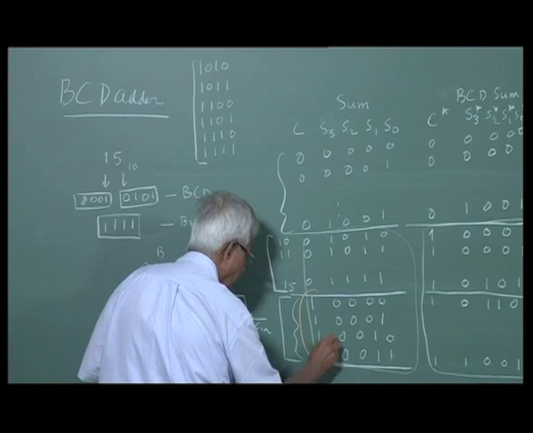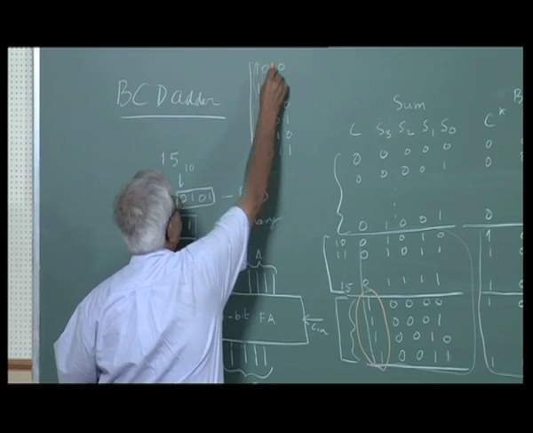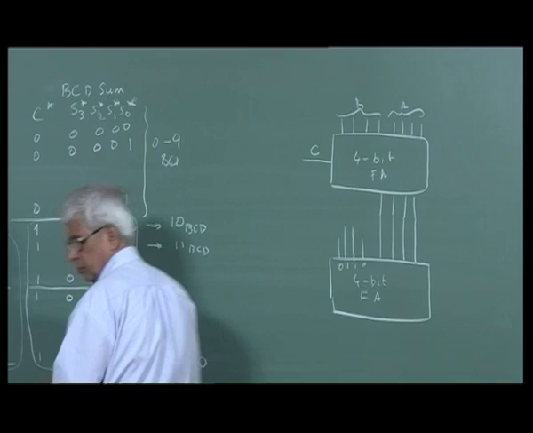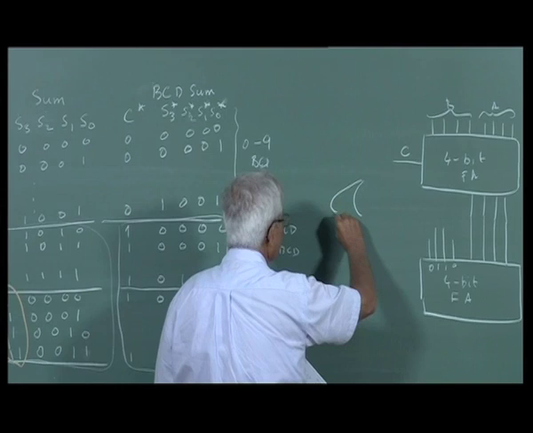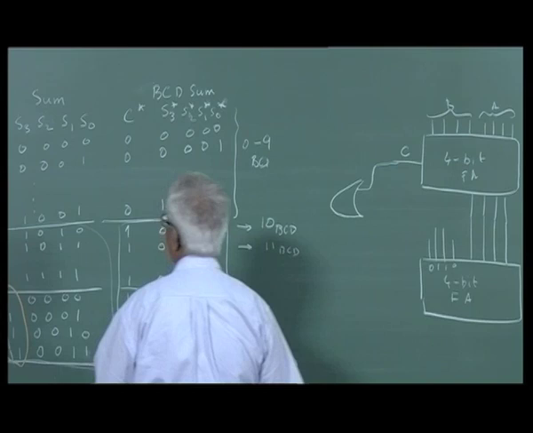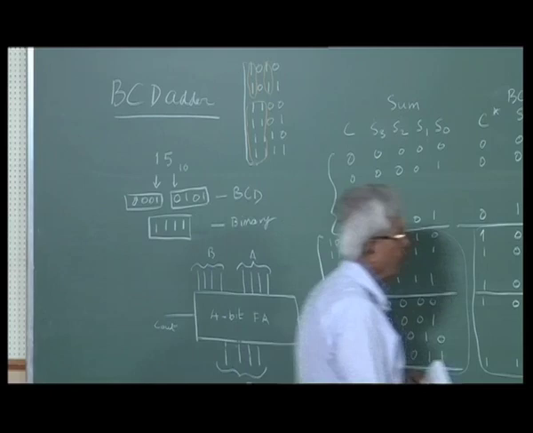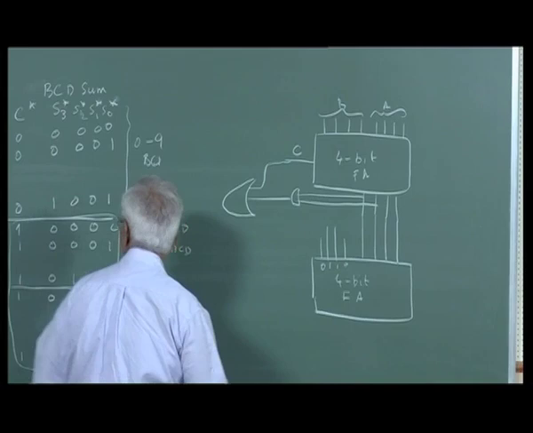This is 1, or these 2 conditions. When these 2 are 1, or when these 2 are 1. So what are the conditions now? If C is 1, so we'll put an OR gate here. If carry is 1, or when the last two bits of the sum are 1. Last two bits of the sum being 1 means I put this and this through an AND gate. Or the last bit and the second bit are 1.